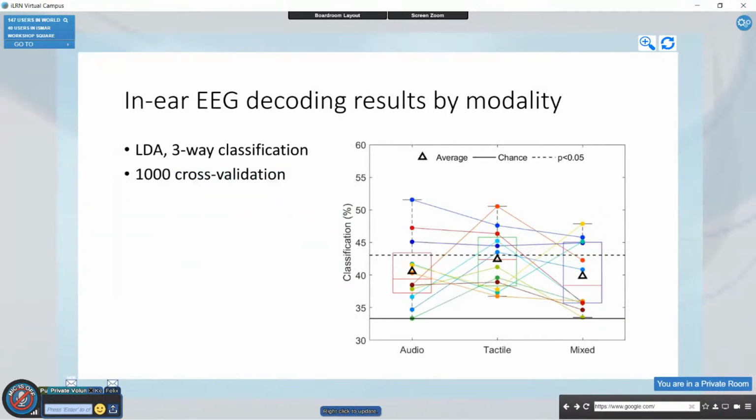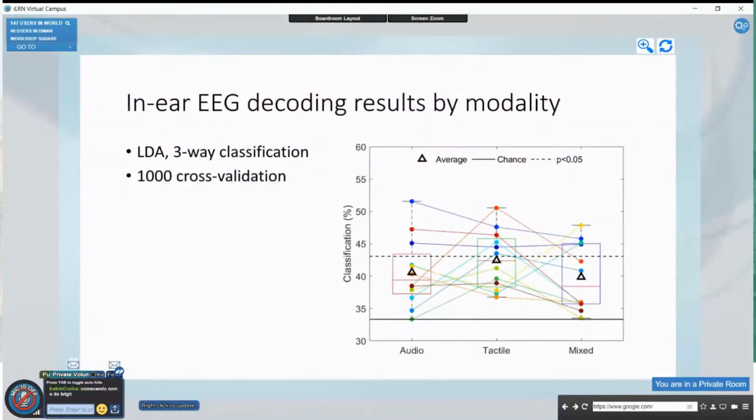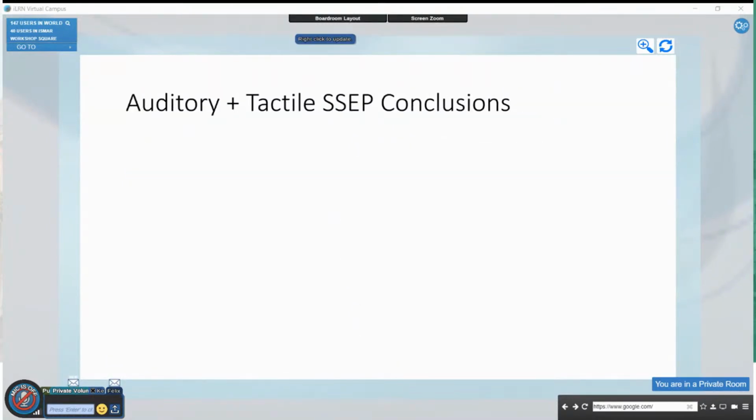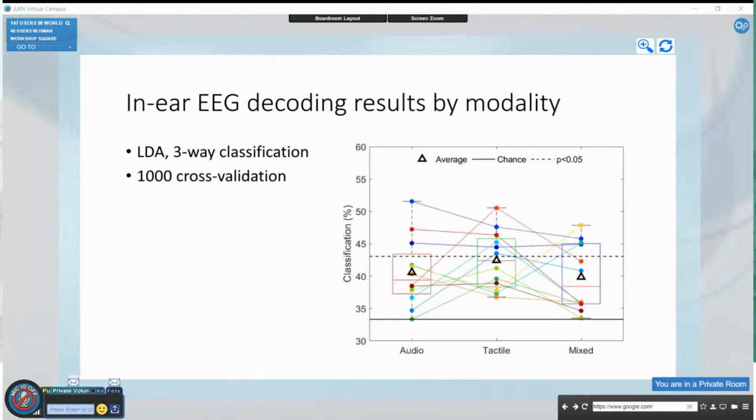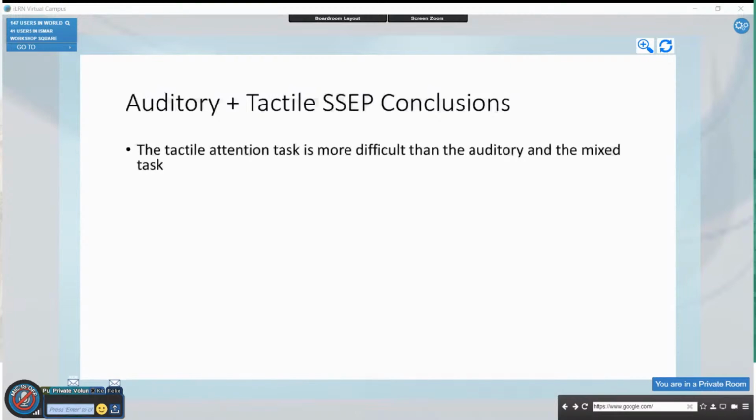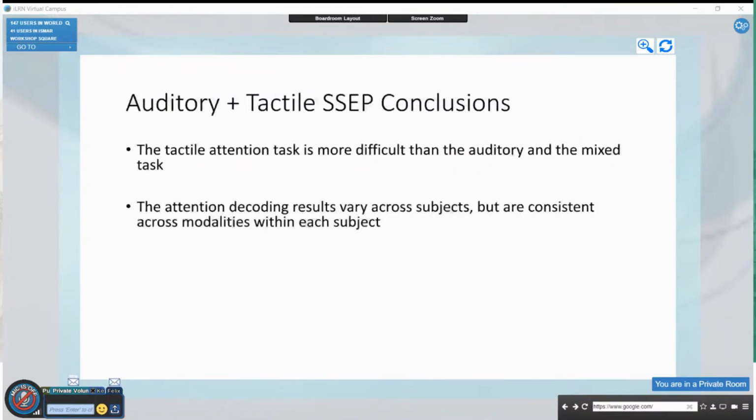And yeah, so this is basically the linear discriminants, three-way classification. I'm going to skip through this. And so the tactile attention task is more difficult, we find, than the auditory, and that's demonstrated here in a few places. People had a harder time understanding or just really doing the task. More subjects, a lot of variation across subjects.